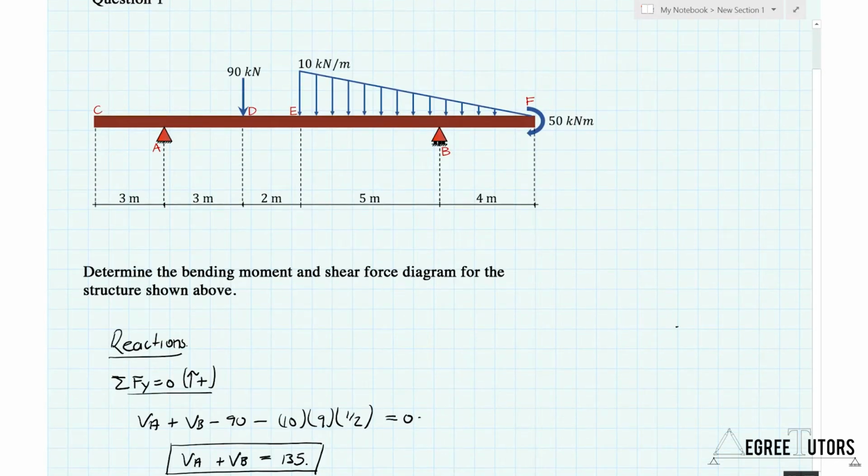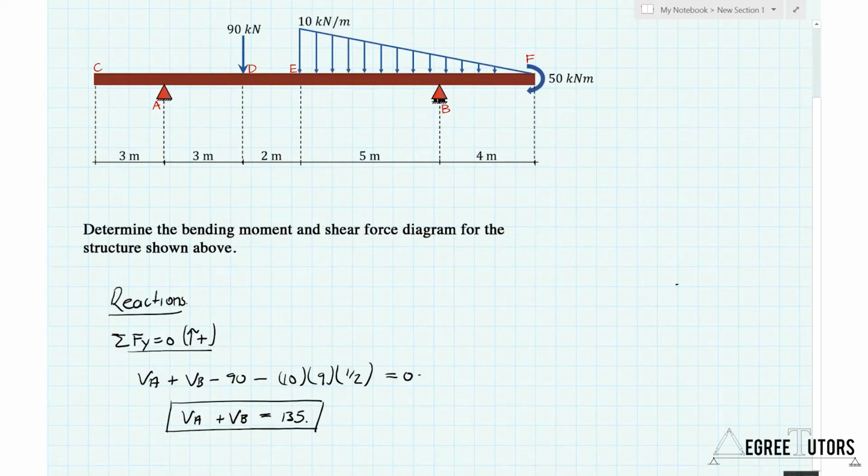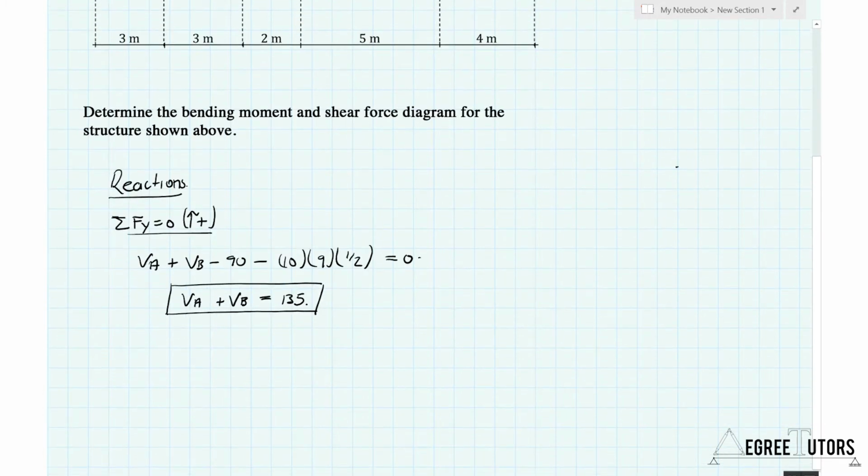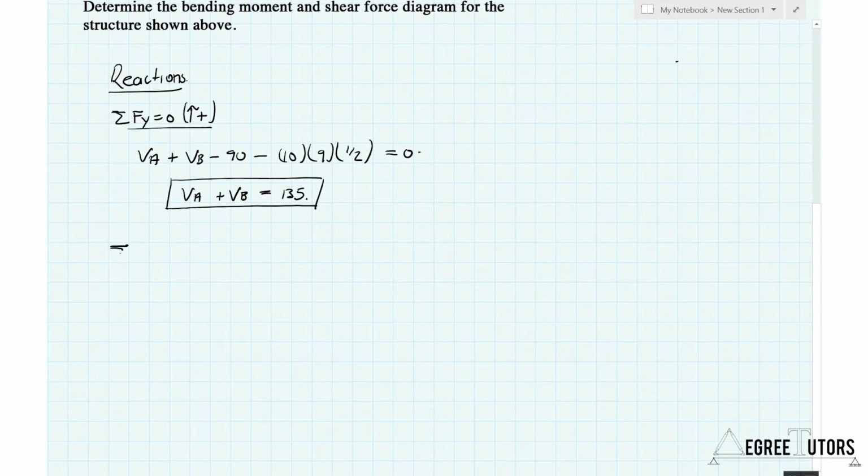Now what I'm going to do is, looking again at the structure, take the sum of the moments about point A. Because I know the sum of the moments must equal 0, and one of my unknowns passes through A, which means that equation will yield VB. Okay, so taking the sum of the moments about point A, letting that equal 0, assuming clockwise moments are positive.